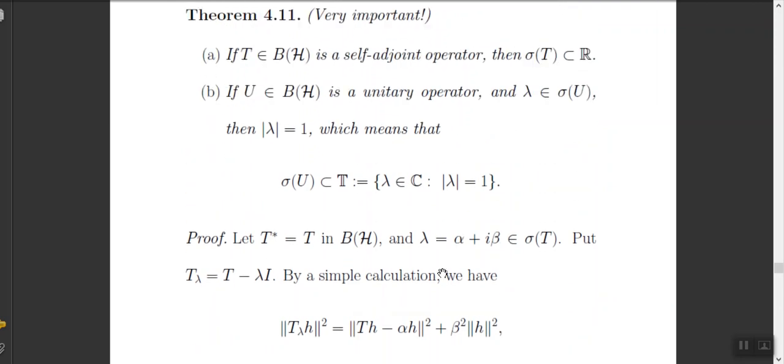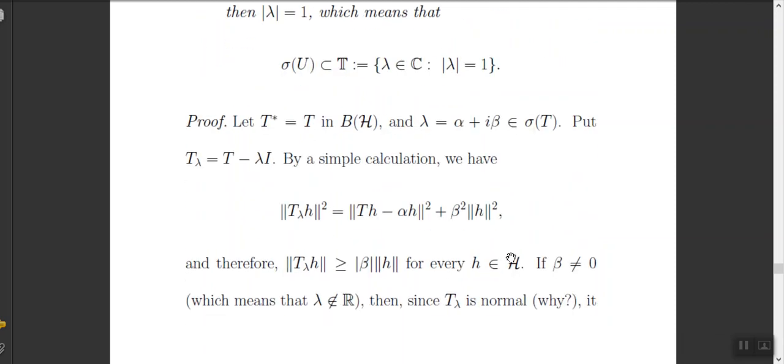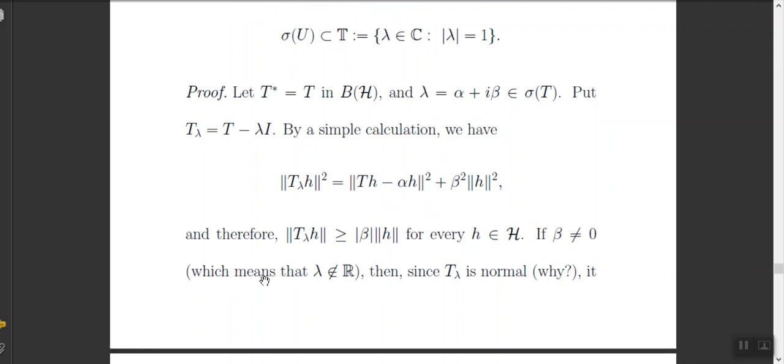Now look at here. Our goal is to prove that lambda, which is an element of the spectrum, is a real number, right? So if we want to show that lambda is a real number, we have to show that beta is 0. Suppose otherwise, that beta is not 0, which is equivalent to saying that lambda is a complex scalar, which means lambda does not belong to R.